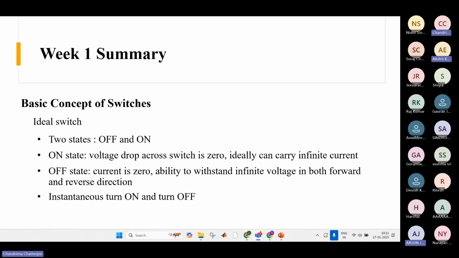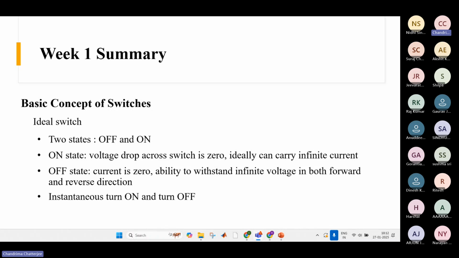Actually, I have not drawn the devices, but switches can be controlled as well as uncontrolled. For uncontrolled switches, you can't decide when the switch will go from turn on to turn off or turn off to turn on. The circuit conditions will dictate whether the device will be turned on or turned off. But for controlled switches, you can decide when you want it to be on and when you want it to be off.